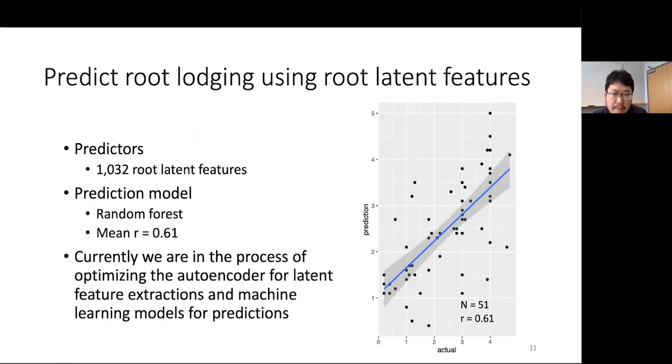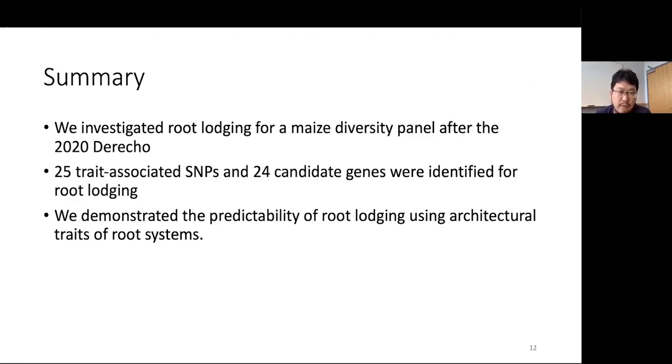So with these 1,032 root latent features as inputs, we used a random forest model to predict the root lodging for this panel. We did a 20/80 split of training set versus validation set. And the mean correlation coefficient was 0.61. Currently, we're still in the process of optimizing the autoencoder for latent feature extraction, and also parameter fine-tuning for the random forest models. But this is our current status of the project.